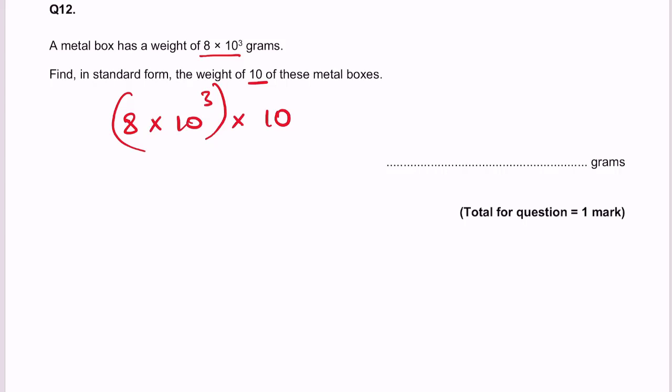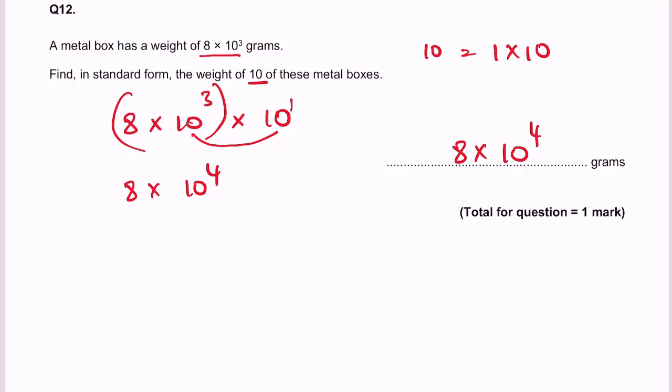Now 10 can also be written as 1 times 10. So if you think about it, 10 is also 1 times 10 to the power of 1, which we don't need to write, which is in standard form. So in this case we're going to just add the powers. So 10 times 10 to the power of 3, which is 8 times 10 to the power of 4. And that's the answer, 8 times 10 to the power of 4 grams. And this is worth 1 mark. And this is the answer in standard form.